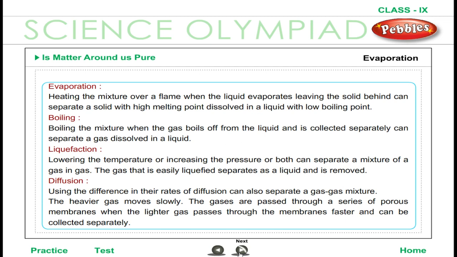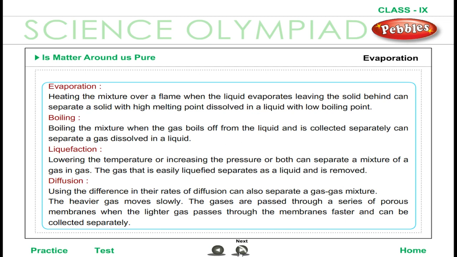Boiling. Boiling the mixture, when the gas boils off from the liquid and is collected separately, can separate a gas dissolved in a liquid. Liquefaction. Lowering the temperature or increasing the pressure or both can separate a mixture of a gas in gas. The gas that is easily liquefied separates as a liquid and is removed.